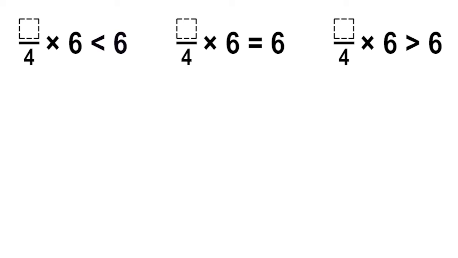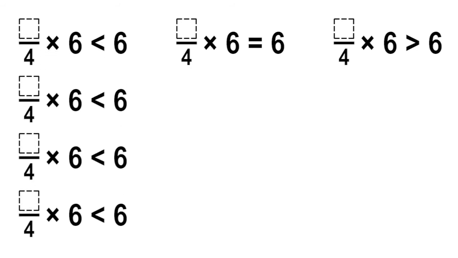The first has a product less than 6, the second has a product equal to 6, and the third has a product greater than 6. Remember, for the product to be less than the value of one factor, the other factor must be a value less than 1. That means we could place a 1, a 2, or a 3 in the first expression to make it true, since 1/4, 2/4, and 3/4 are all less than 1.